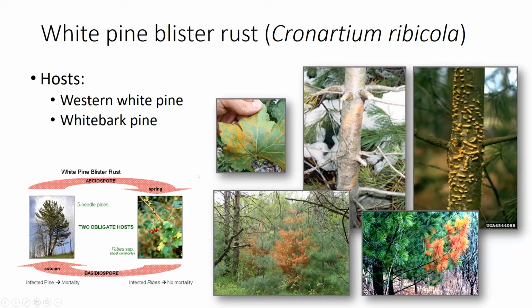Interestingly, this rust has two life cycles, one on the actual pine and then one on Ribes species plants. And you can find the rust on the underside of the leaves of Ribes plants. It looks like an orangish, basically dust. And I think that's why they call it a rust.